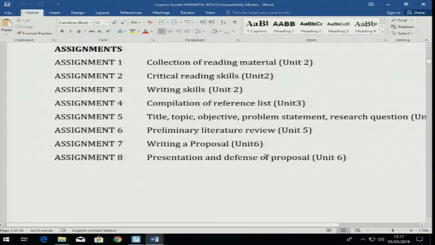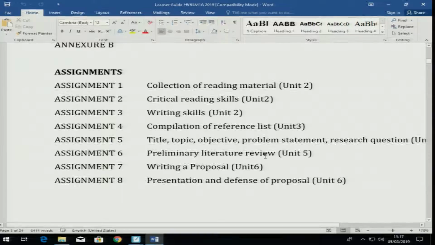Right, you don't have to write this down now, but we will have 8 assignments. Our first assignment will be the collection of reading material. That means I will also send you for an introduction to the library so that they can assist you in how to collect different articles on different topics.